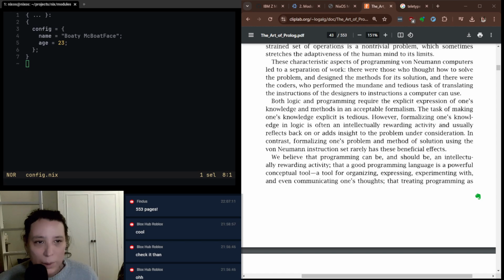The task of making one's knowledge explicit is tedious. However, formalizing one's knowledge in logic is often an intellectually rewarding activity and usually reflects back on or adds insight to the problem under consideration. In contrast, formalizing one's problem and method of solution using the von Neumann instruction set rarely has these beneficial effects.